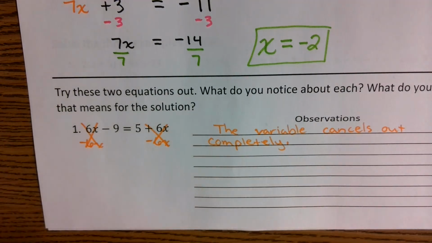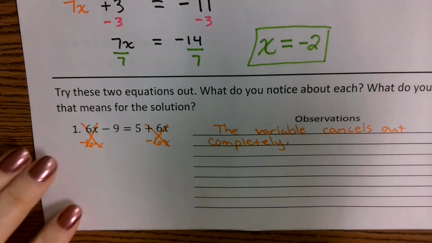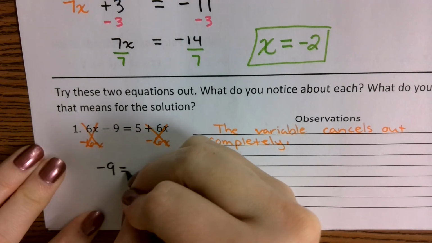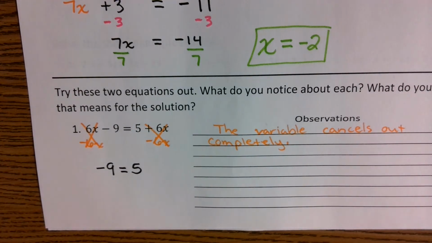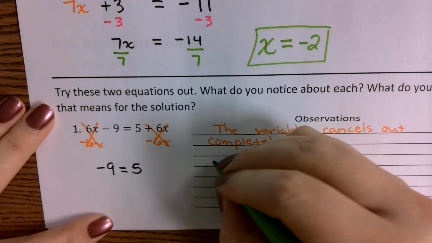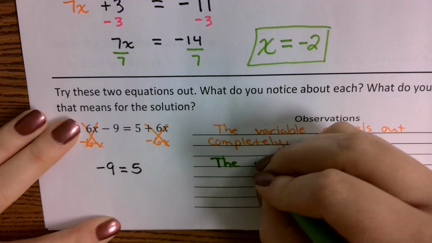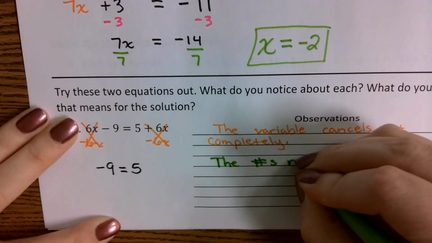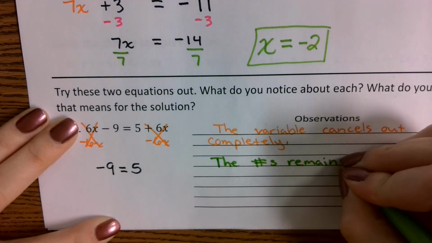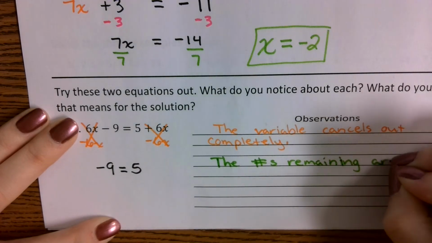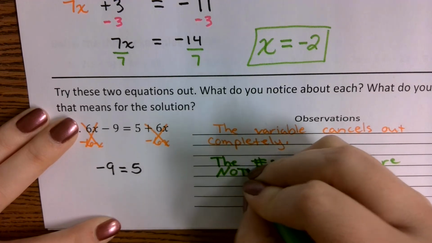What's another thing that you notice then? Okay, I cancel out my variables. I'm left with negative 9 is now equal to 5. What do you notice about that? Well, okay, you can't solve anymore. What did you notice, Nicholas? They're not equal. Okay, the values that are remaining are not equal. Okay, let's talk about that then. The numbers remaining are not equal.